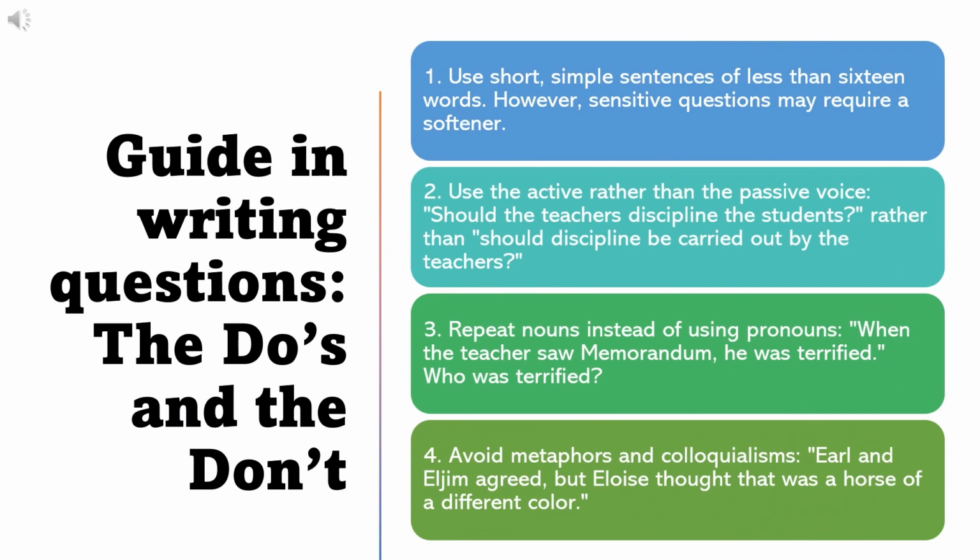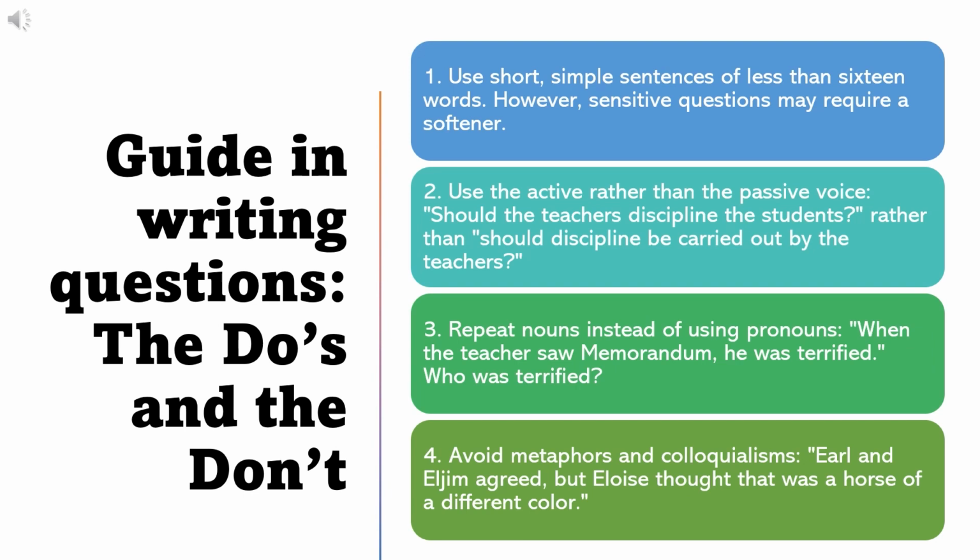Guide in writing questions, the do's and the don'ts. The following guidelines for writing questions were adapted from the work of cross-cultural research experts Brislin, Lonner, and Thorndike, 1973, who created them to help in translating questions from one language to another. But they are useful even when you do not have to translate. 1. Use short, simple sentences of less than 16 words. However, sensitive questions may require a softener. 2. Use the active rather than the passive voice. Should the teachers discipline the students, rather than should discipline be carried out by the teachers?